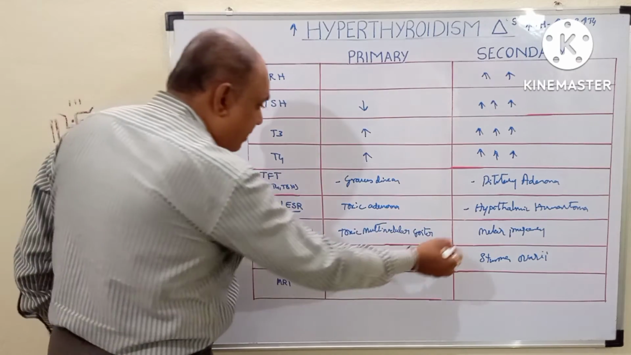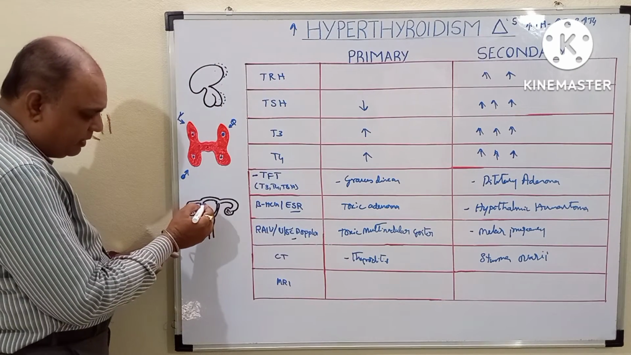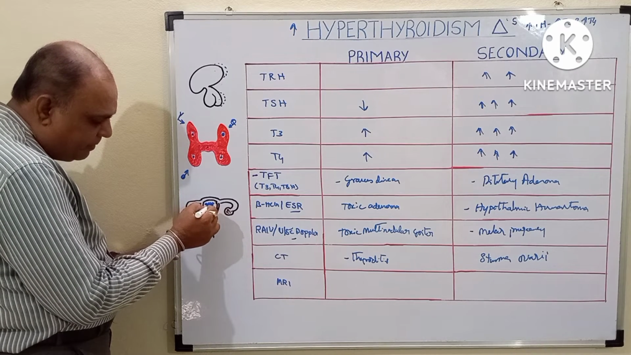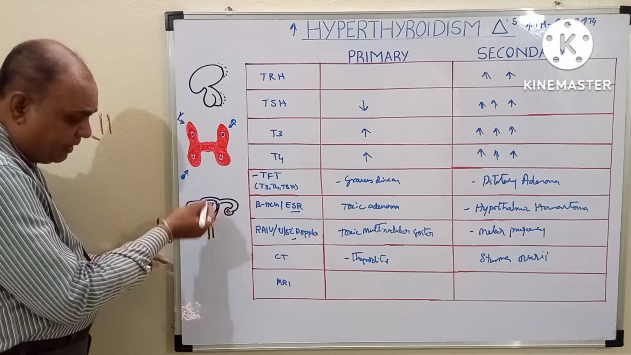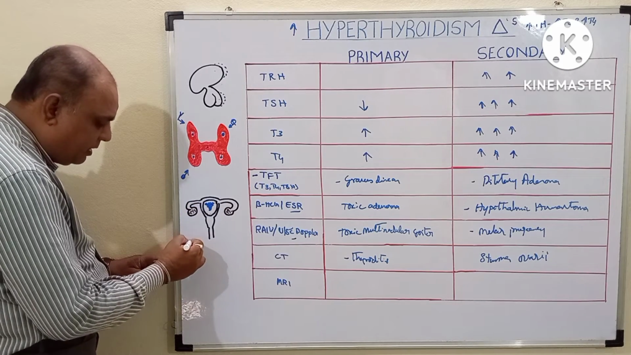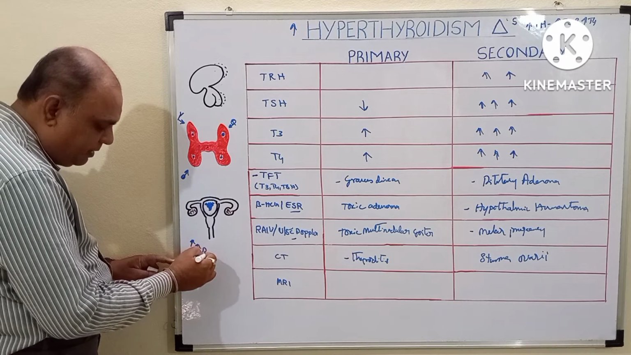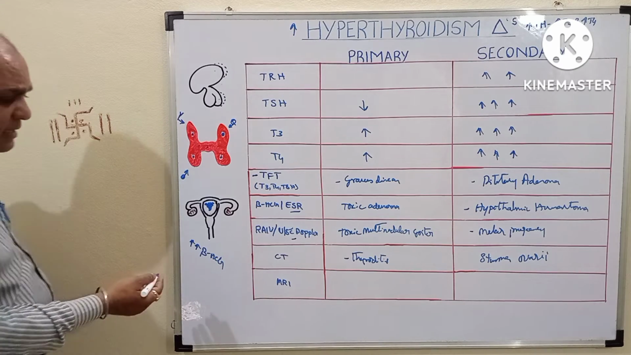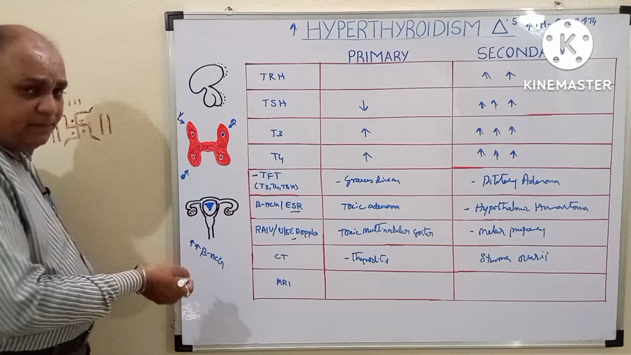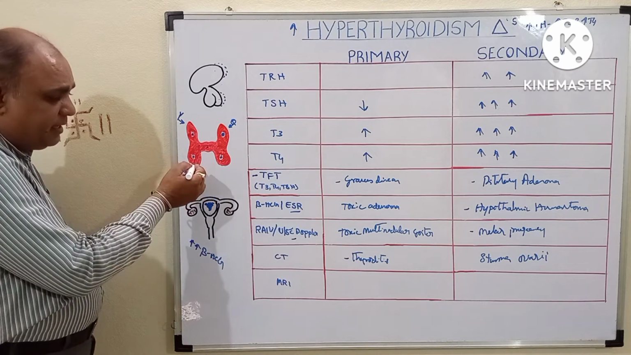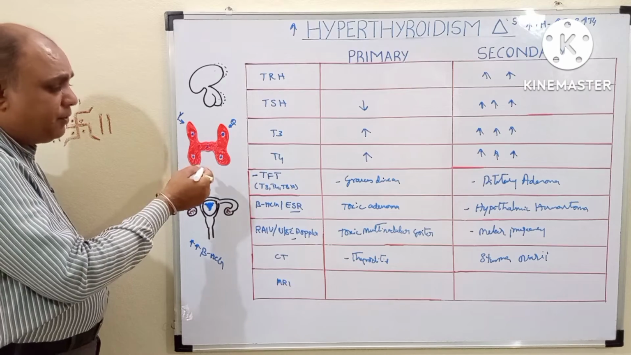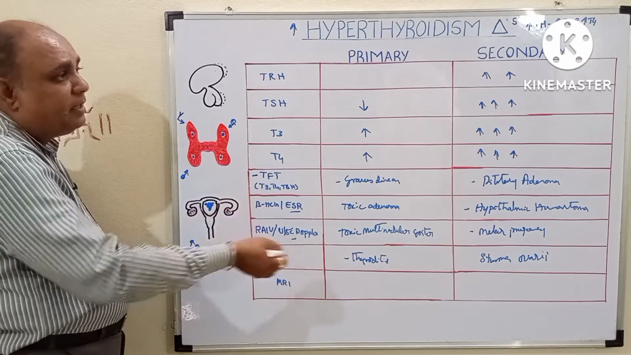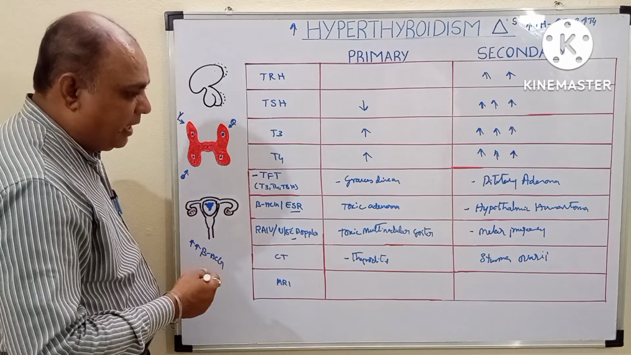In molar pregnancy, the molar cells look like a grape shape in the uterus. During this pregnancy, we can see a lot of production of beta HCG. When the beta HCG production is increased very rapidly, that will stimulate the thyroid gland to increase the secretion of T3 and T4. That can also lead to the secondary hyperthyroidism.